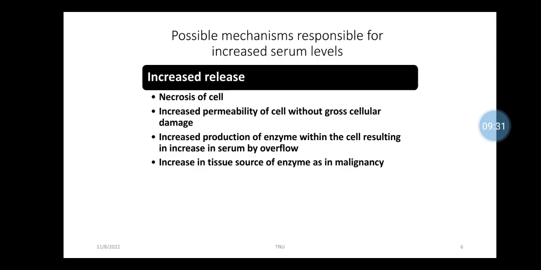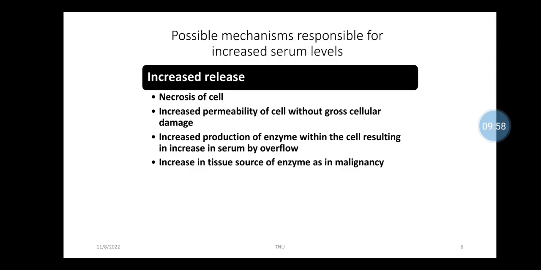There is some specific permeability, the movement. But the condition is when the permeability increases without gross cellular damage, means the cell is not damaged, but there is an increase in the permeability of the cell. So at that condition the enzymes leak out into the blood at a higher rate.